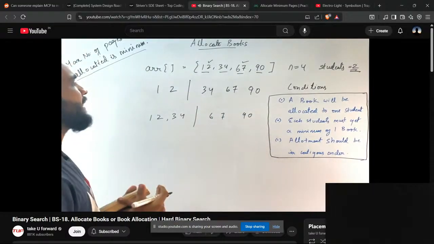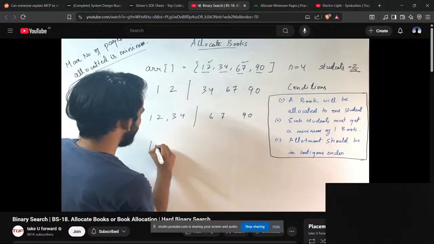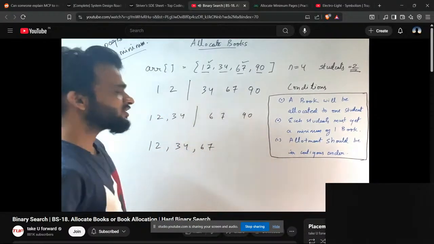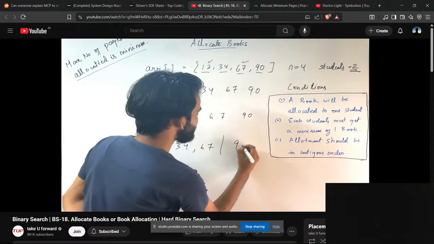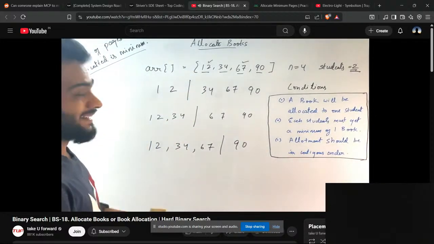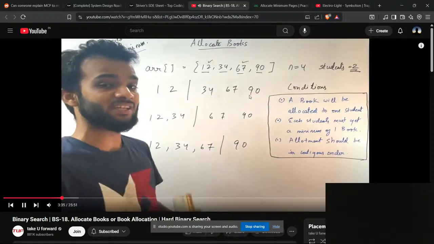What is the other possible allocation I can do? I can say student 1, you're going to take 12, 34, 67. And I'm going to say student 2, you take 19. Okay. So these are the three possible allocations that I can do if I keep these conditions in my mind.